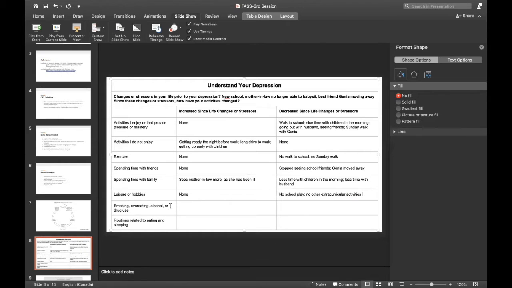How about smoking, overeating, alcohol, or drug use? None for both sections. Okay, that's good. How about routines related to eating and sleeping? Nothing in increased. Okay. But for decreased, I have no breakfast routine. And I often fall asleep in front of the TV.